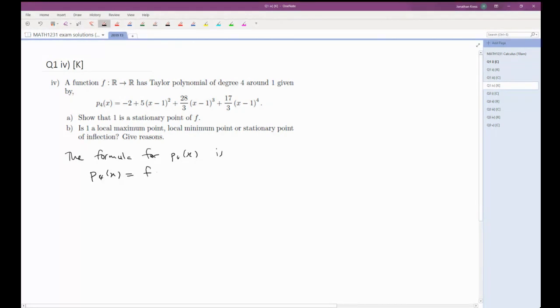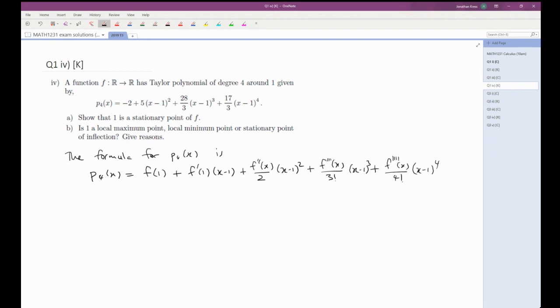so this is the formula about 1. So it's f of 1 is the constant term, that's minus 2, then plus f dashed of 1 times x minus 1, plus f double dashed on 2 factorial, or just 2, x minus 1 squared, plus f triple dashed, the third derivative, on 3 factorial, x minus 1 cubed, plus f, well, you could start writing a 4 in brackets here, that's 4 factorial, x minus 1 to the 4th. That's the fourth degree Taylor polynomial.